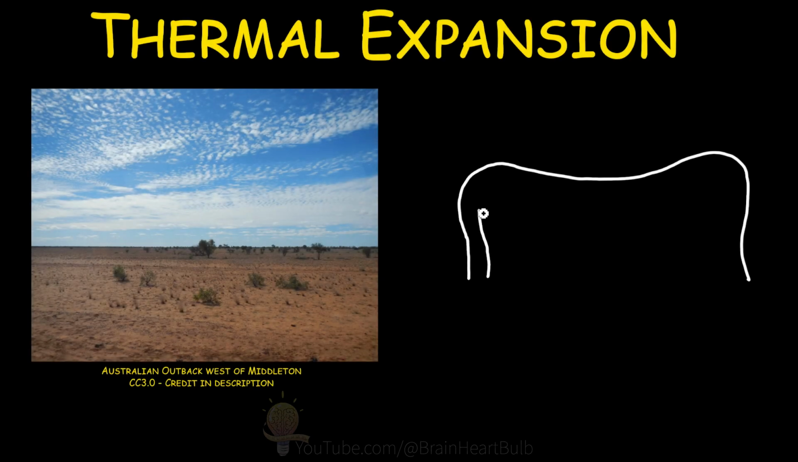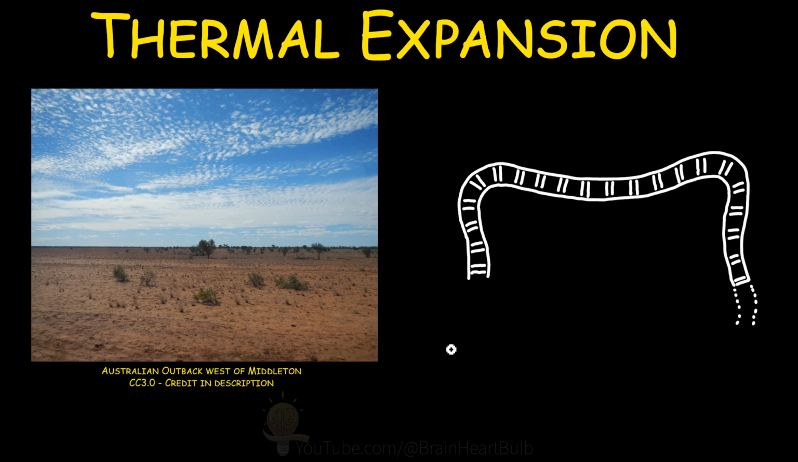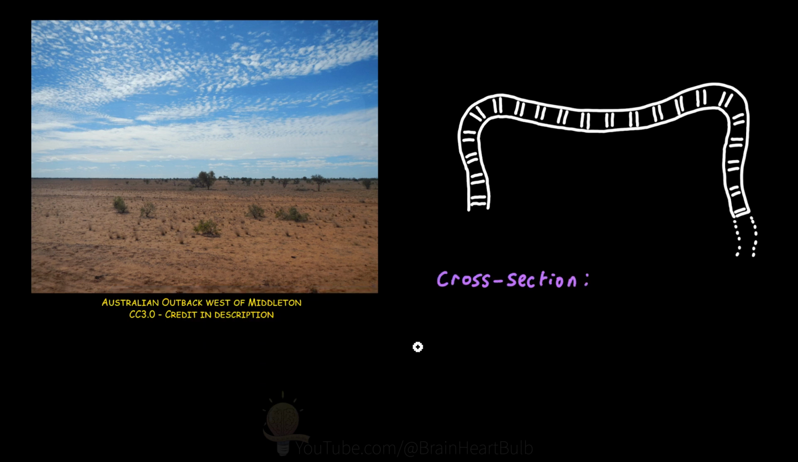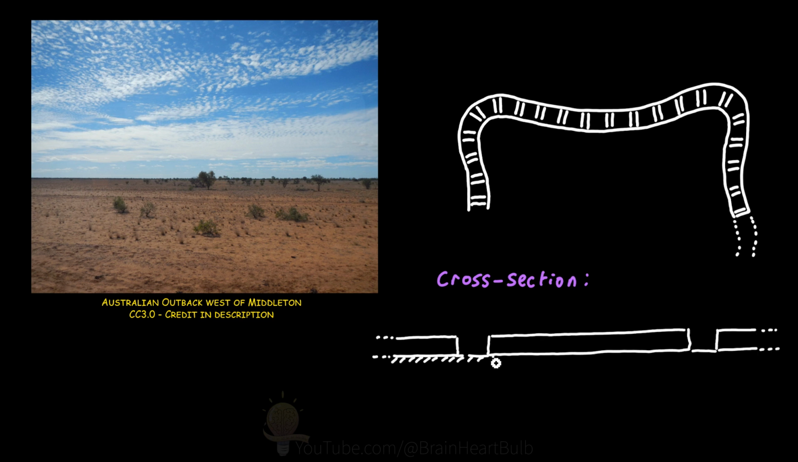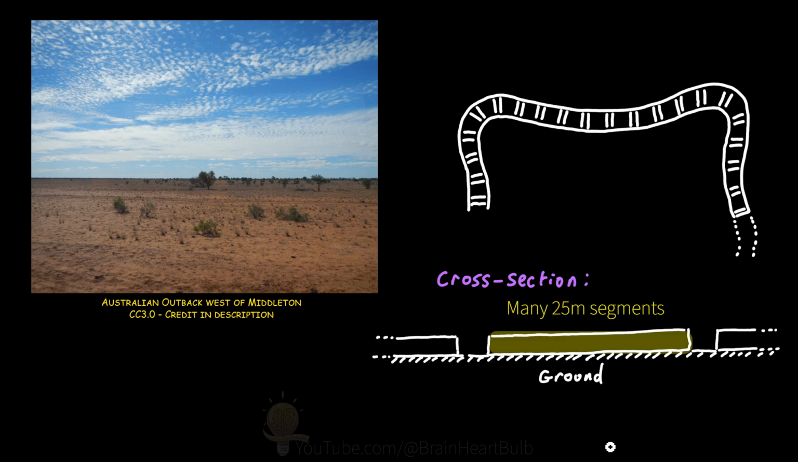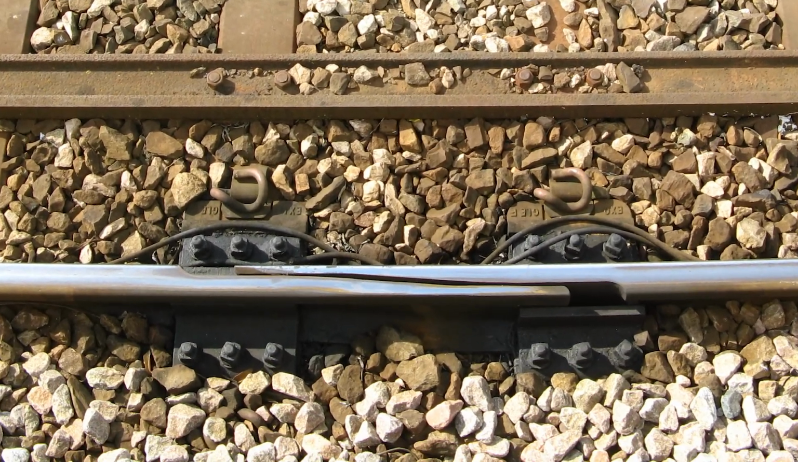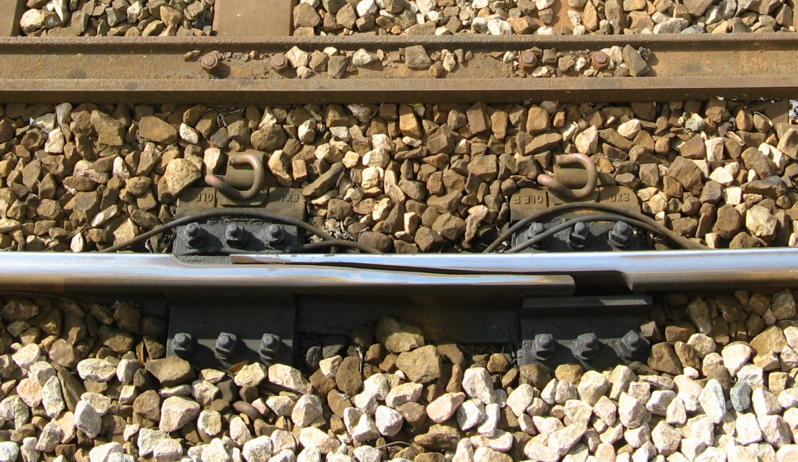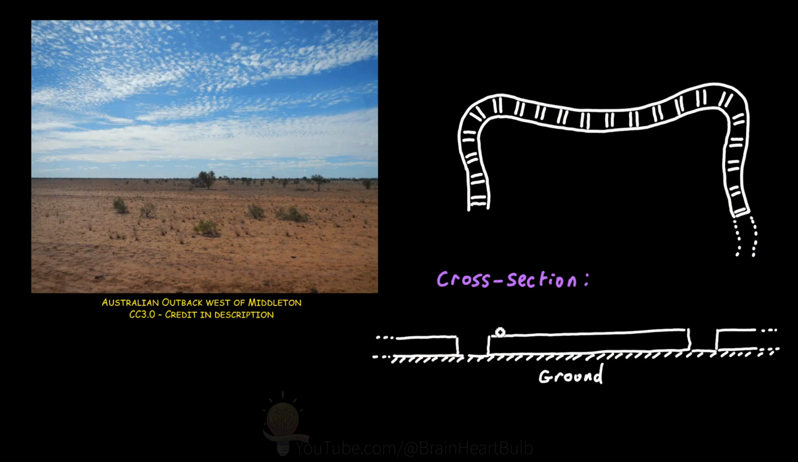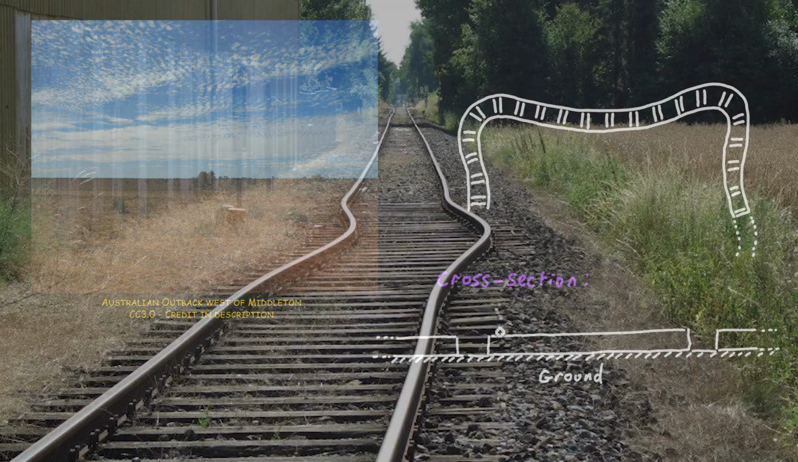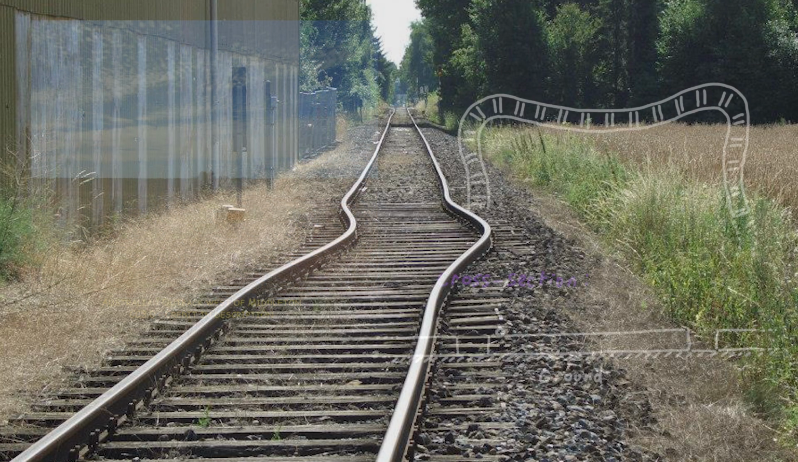Let's say we need to build a length of train track in the Australian outback. Each steel track segment is 25 metres long when it's 25 degrees Celsius and is welded together at each end, effectively producing one long length of steel track. However, if we don't introduce thermal expansion joints like these here, and do this at regular intervals along the length of the track, our track will start to warp as the temperature varies throughout the year.